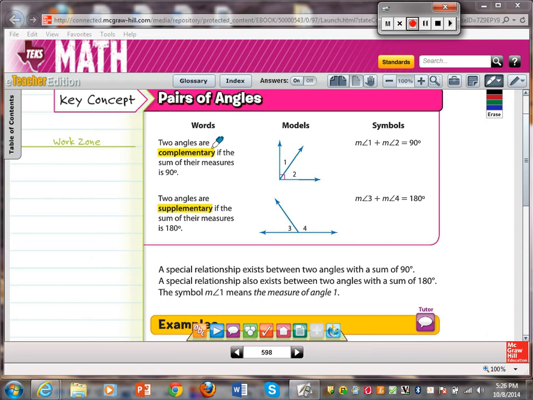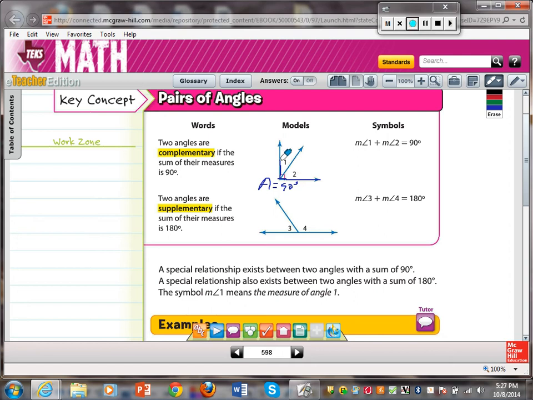Two angles are complementary if the sum of their measures is 90 degrees. So if you look at this model right here, this little square means that this angle right here, let's call that angle A, angle A equals 90 degrees. So this whole thing is 90 degrees.